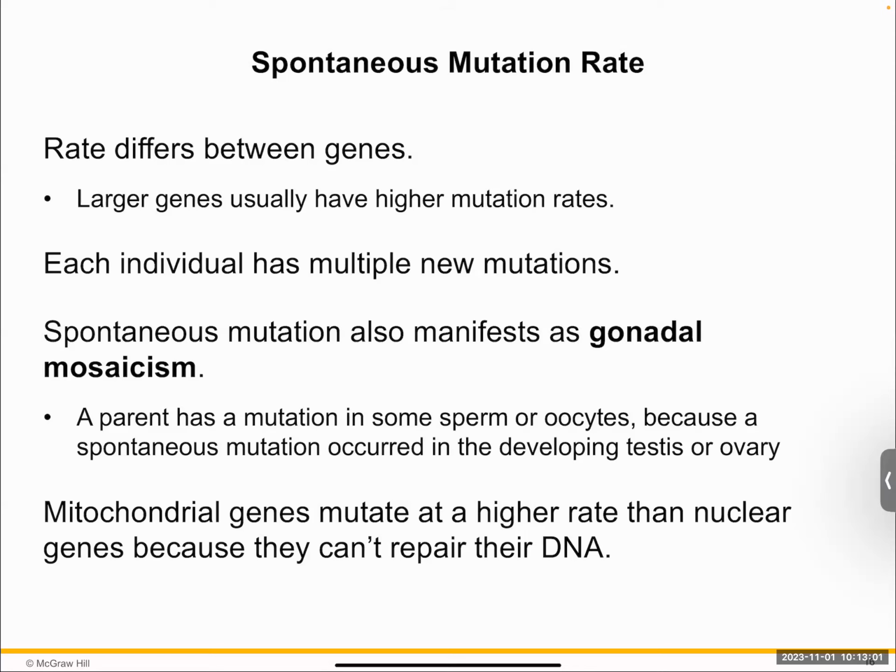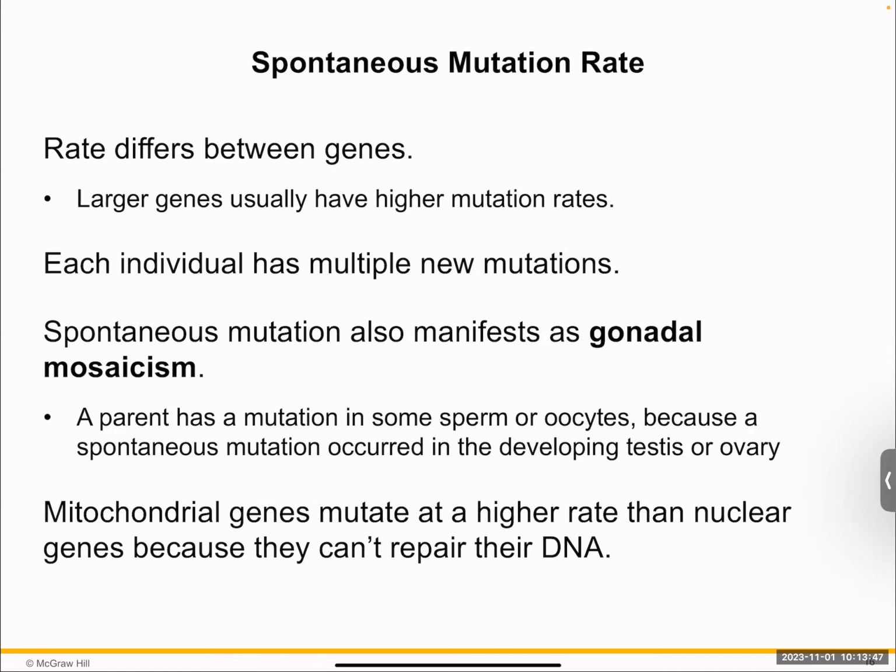Now, a spontaneous mutation can also happen as the egg or the sperm is being developed in the sex organs. So, for instance, if you have a mutation in either a sperm or the oocyte within the reproductive organs, testes and ovaries, that spontaneous mutation can get passed down to the next generation through the sex cells. And this type of spontaneous mutation is called gonadal mosaicism. Again, it's getting passed down because the genetic mutation arises from where the sperm and the egg were being developed inside the testes and ovaries.